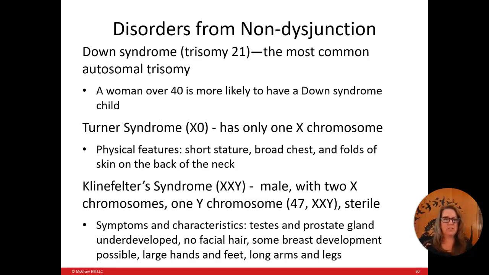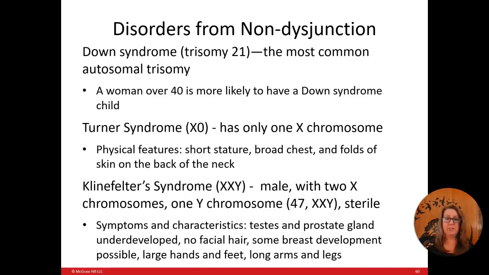Okay. So here's some disorders that you should familiarize yourself with so you know about Down syndrome. Turner syndrome, female, generally short stature, broad chest, maybe some folds on the skin of the back of the neck, doesn't have to be, and generally sterile. May have some developmental delays, but not necessarily always.